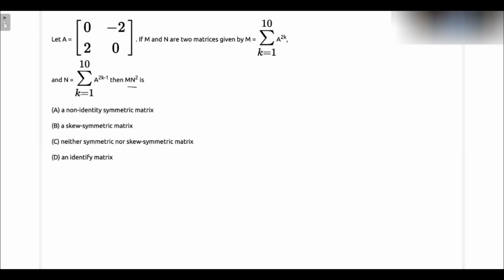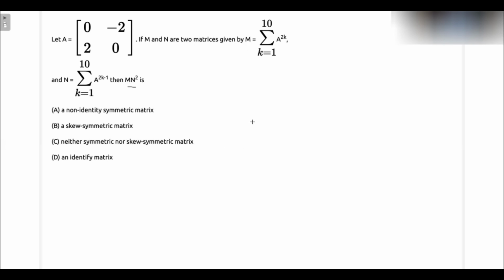The problem statement is that we need to find out what is M into N square. So in this case, we first need to find out what is M, then we need to find out what is N, then we need to find out N square, and then we multiply, and only then will we be able to decide what sort of matrix it is. So let's start with M first, and then we'll come to N as well.